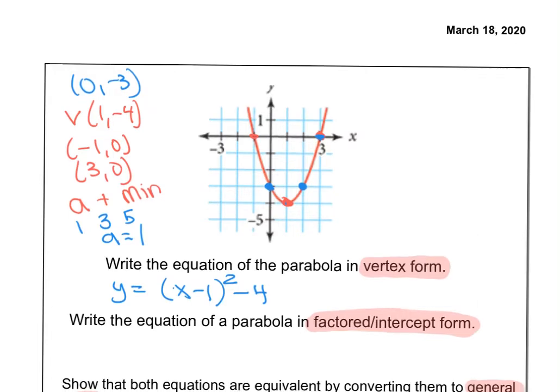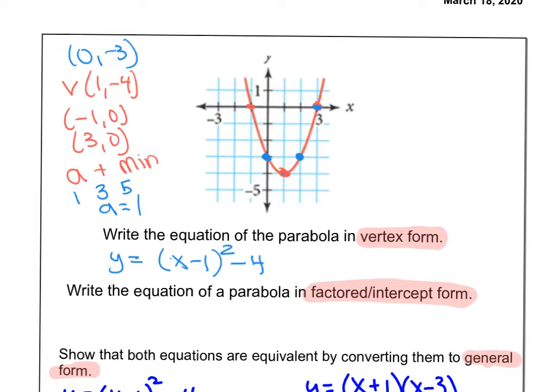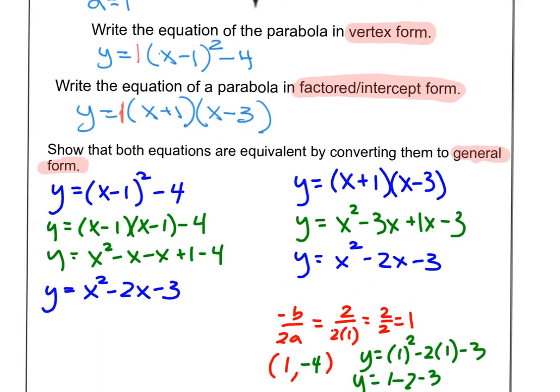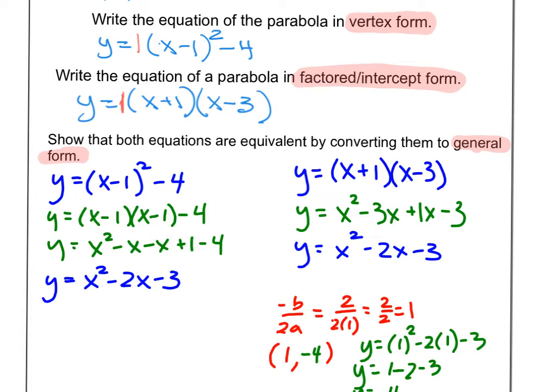Then for factored or intercept form, I remember that it also starts with y equals and then the stretch value of 1, so I don't have to write anything there. And then if one x-intercept is at -1, I'm going to write x plus 1, and the other x-intercept is at 3, 0, so it will be an x minus 3. Please keep in mind there are ones here, but that you don't have to write them for that a value stretch.